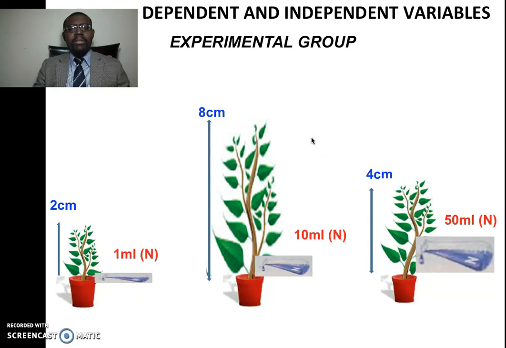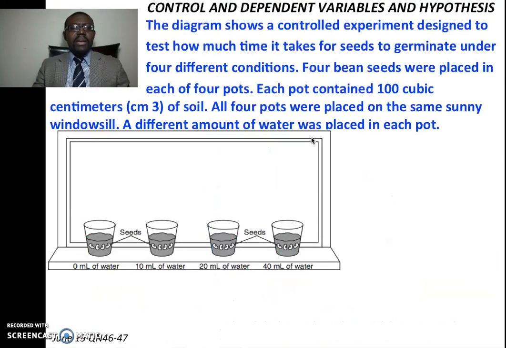Now that we know about dependent and independent variables, let's take a look at control variables, dependent variables, and hypothesis in this question. The question reads: the diagram shows a controlled experiment designed to test how much time it takes for seeds to germinate under 4 different conditions. So we are looking at seeds germinating under 4 different conditions.